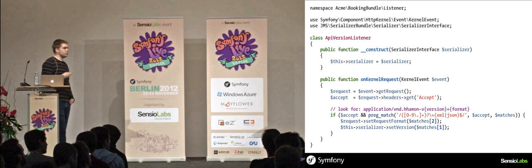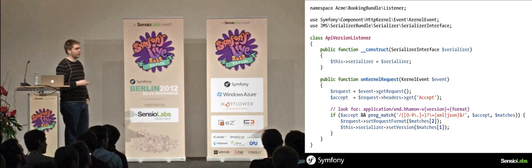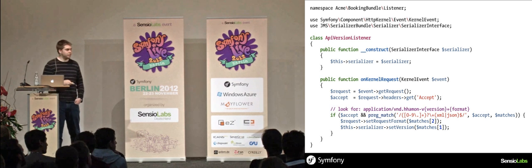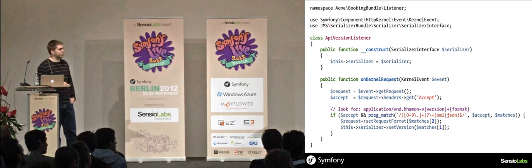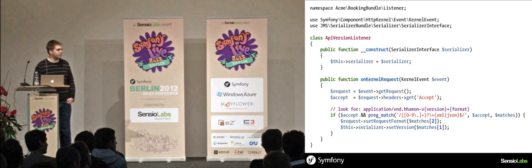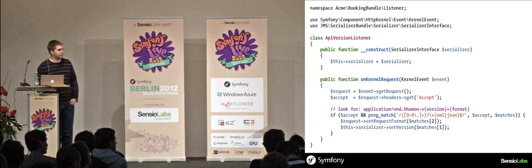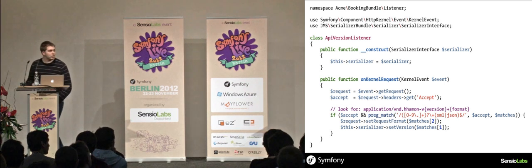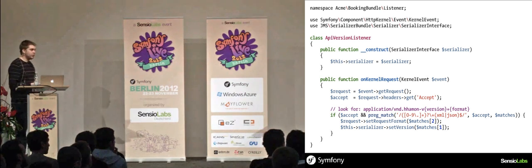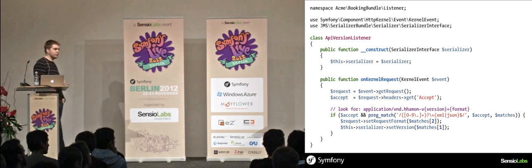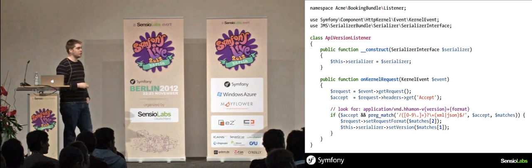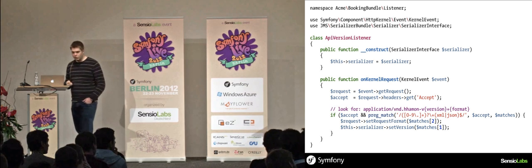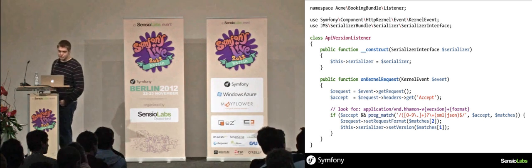Okay, so the client will send an accept header in the request, and in your accept header you have something like application/vnd.something dash the version plus the format. So for example, application/vnd.html-v1.3 plus XML. So you can create an API listener object, an API listener service.